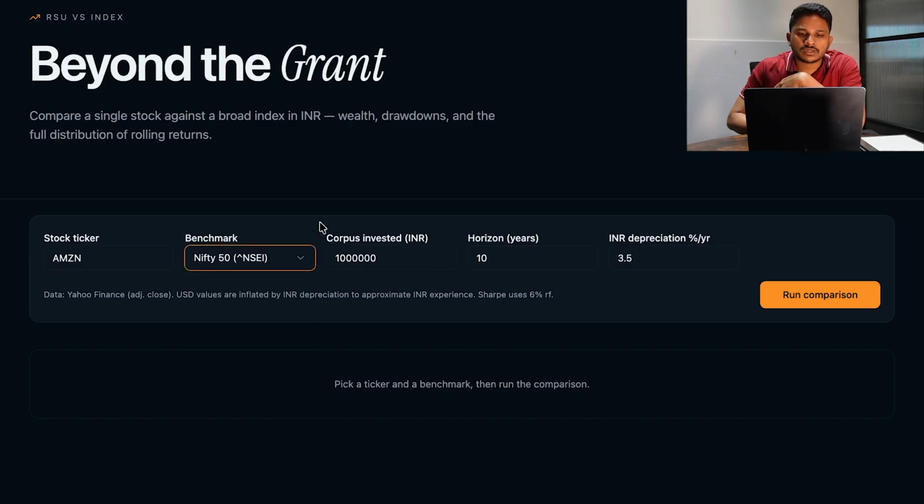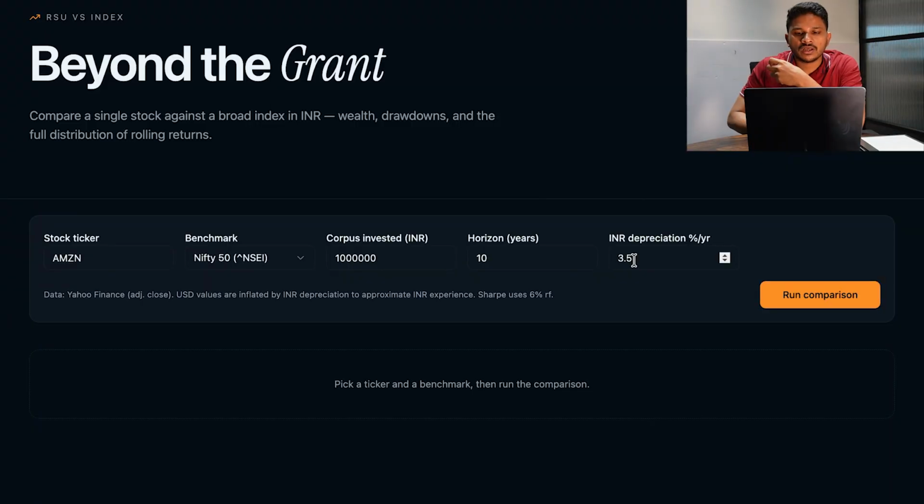And assume you have a corpus of 10 lakhs in this stock or the benchmark. And let's say we're looking at a horizon of 10 years. And here we also have a most important factor, which is INR depreciation percentage. We've looked at the past data and made a rough assumption that the average depreciation is 3.5%. Here you can again tweak this number to your convenience and see how the results will pan out.